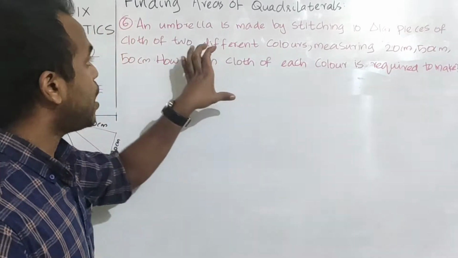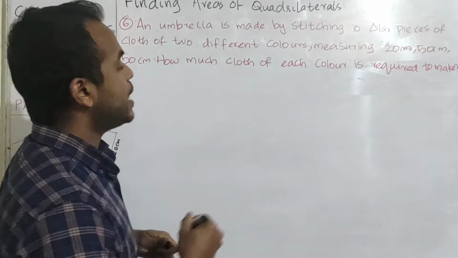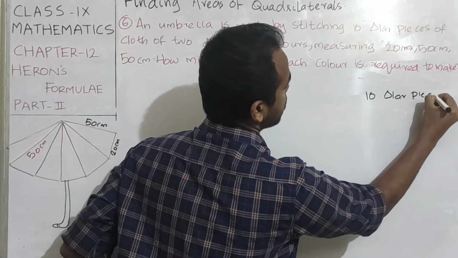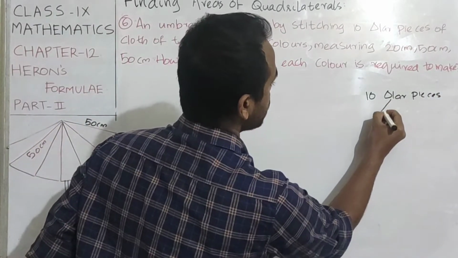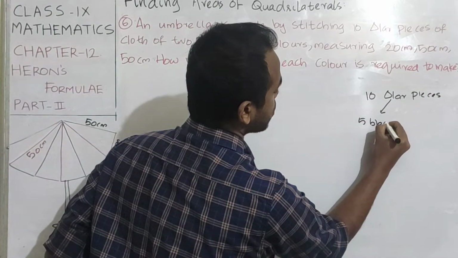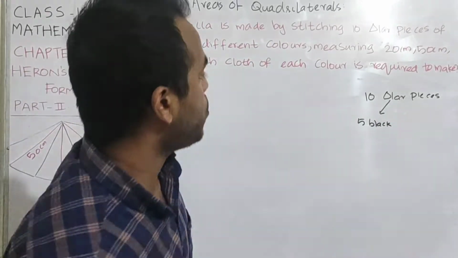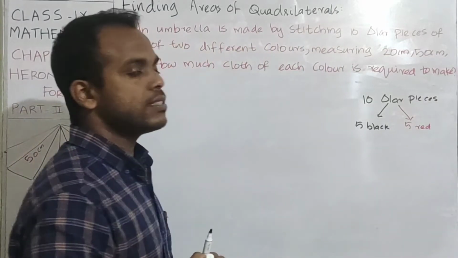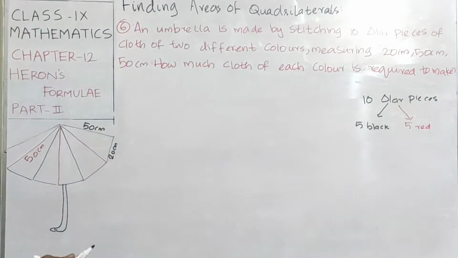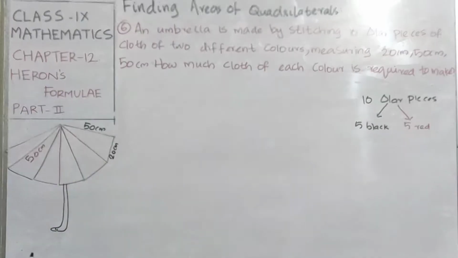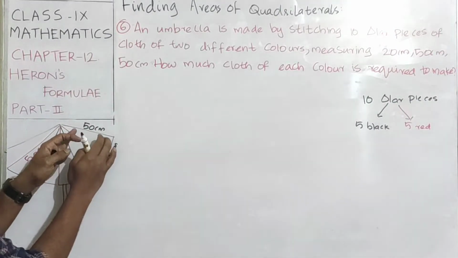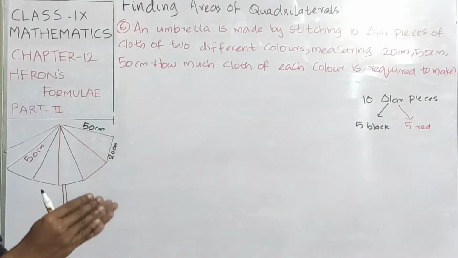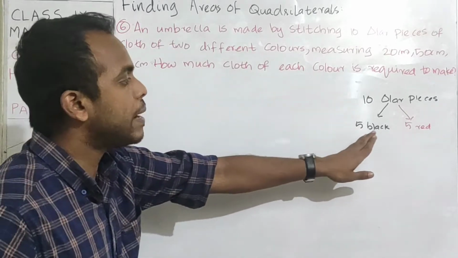Now, as I told just now, how many triangular pieces are there? 10 triangular pieces, and there are two different colors. So which means 5 black cloth and how much red cloth? 5 red cloth. So this is the distribution of the color. Now what do we need to find? Okay, all the triangles are identical. So we just need to find the area of one triangle and we will multiply it by 5 and again by 5. Why? 5 black and 5 red.